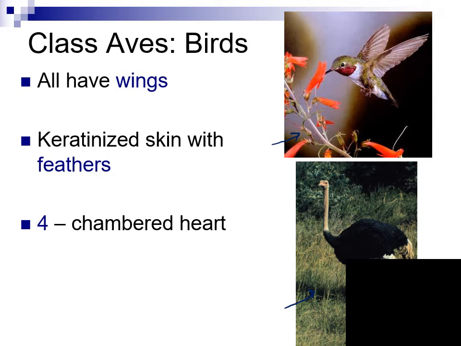Keep in mind, the birds that are flying, they're getting themselves up off the ground against gravity, and that requires a lot of energy, and so they need a pretty efficient heart for both pumping blood to receive oxygen, but also to receive glucose and nutrients to those muscles.